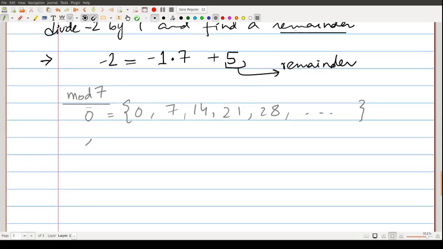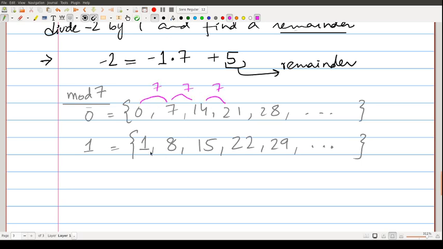The next thing is 1. What numbers leave a remainder of 1 when divided by 7? Well, firstly 1, 8, 15, 22, 29, and so on. Notice something important. In each equivalence class, the difference is 7, 7, 7. Even when you have a remainder of 1, the difference is 7, 7, 7, right? And this is true for all equivalence classes, for all the remainders.